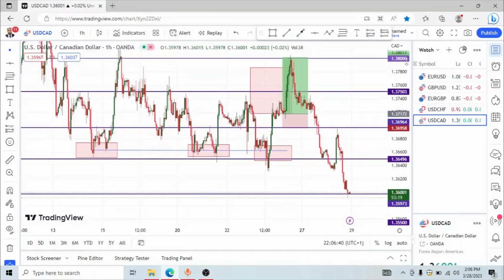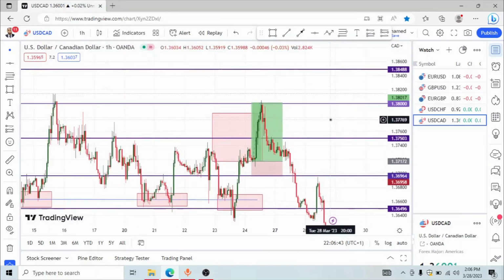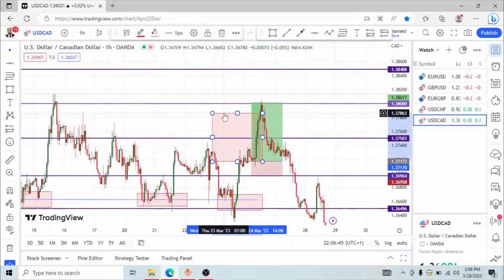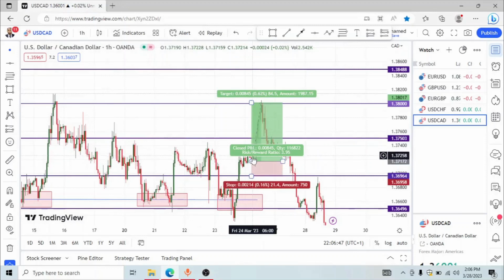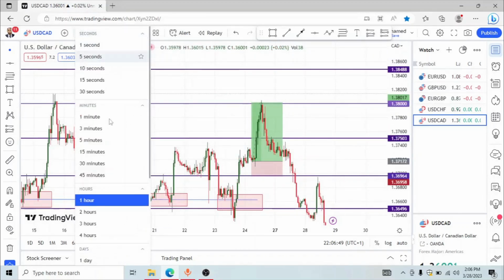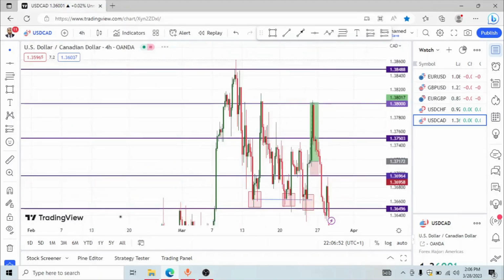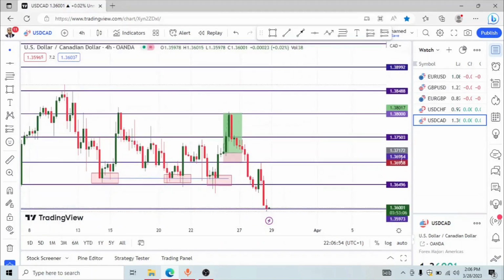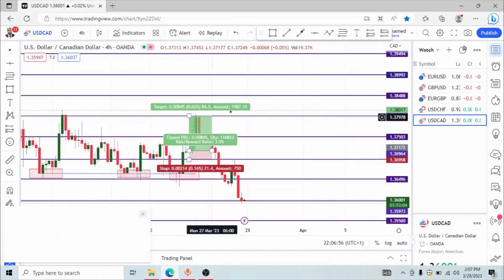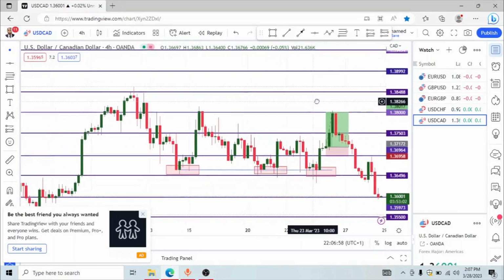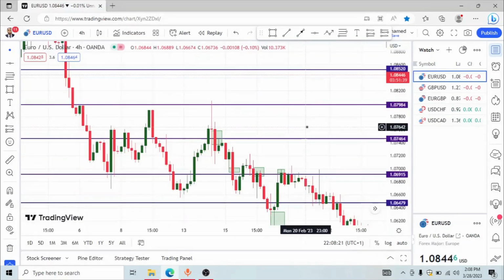So is that clear? This is just for learning purpose. So you now delete this one. So you see that it was a pure winning trade. If you take it back to 4 hours, you look at it. Did you see what happened? So that is example number 2.